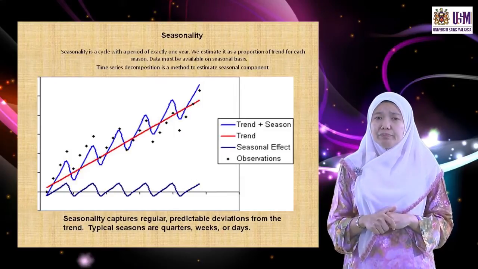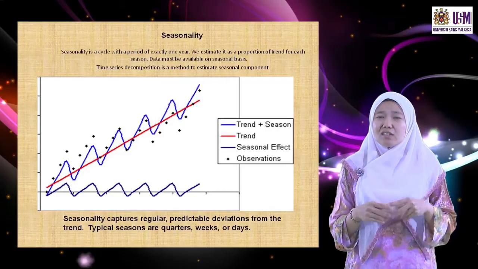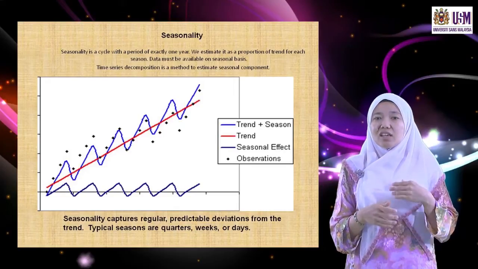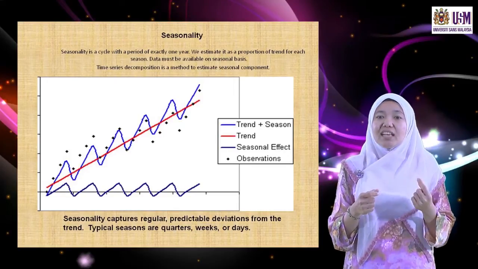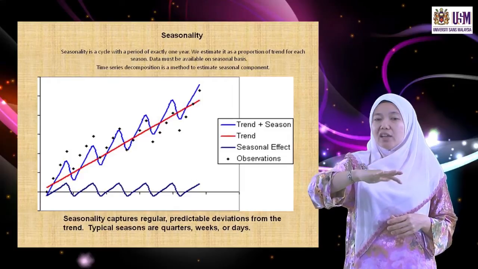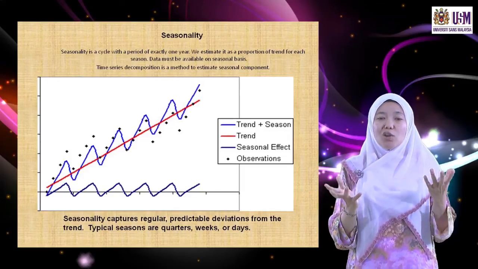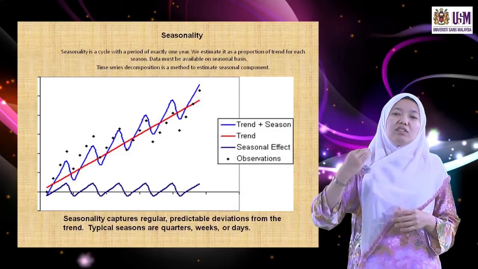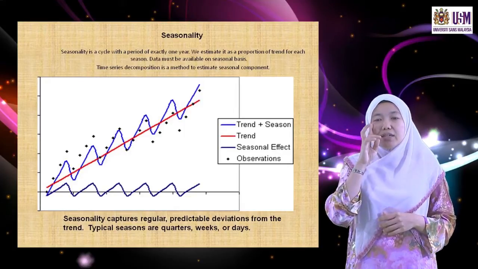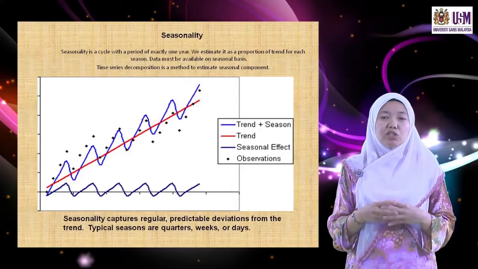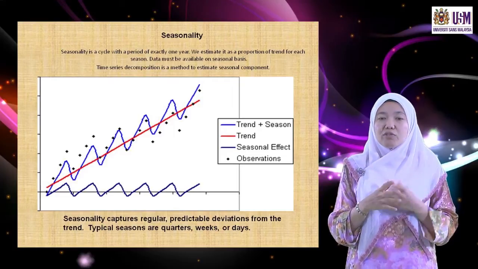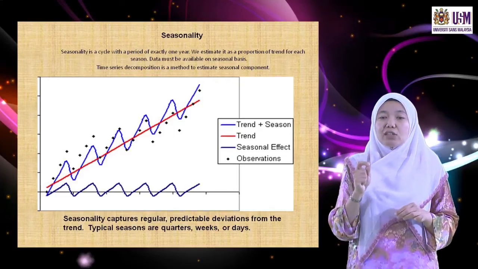If we are talking about the festive season in Malaysia, the season is not fixed, so that is not really a good example. In this case, time series decomposition is a method to estimate the seasonal component. You see that the dark blue line at the bottom shows the seasonal effect only, without all the other components. You add to that the trend component, then you have the lighter blue line, the royal blue line, which is both trend as well as seasonal variation. And if you look at the observation point, the black dot, that is your actual observation.